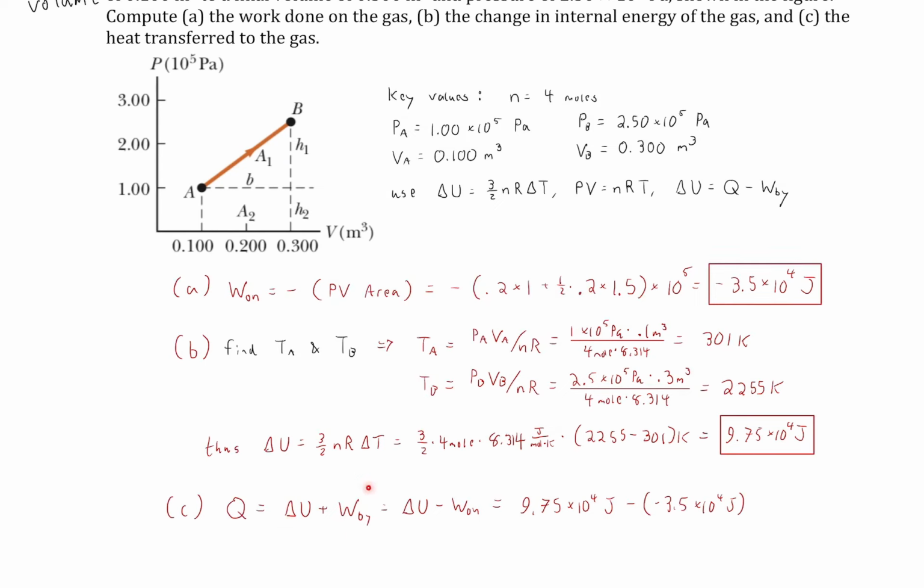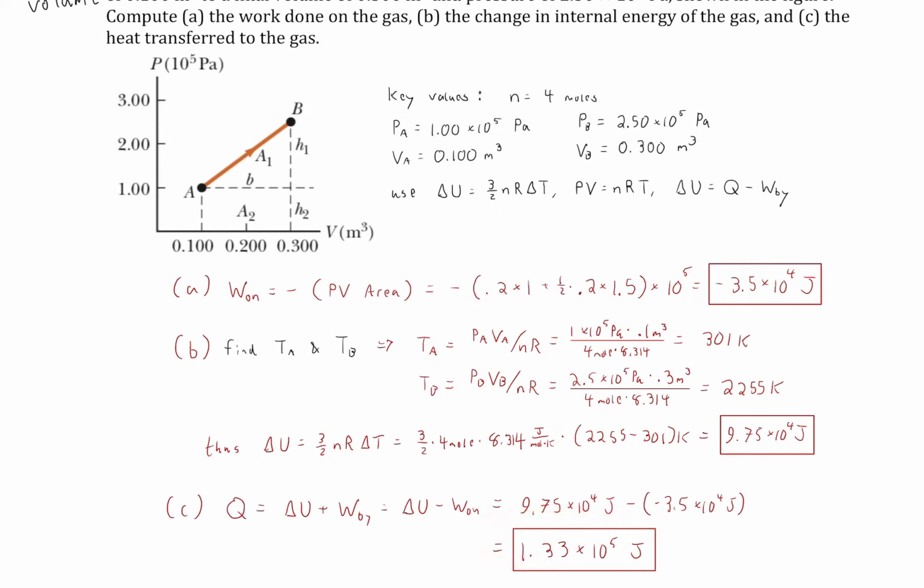I'm going to go ahead and replace work by with negative work on, because you can always make that substitution. And so then I'll just take my change in internal energy and then minus the work on, which is just the minuses cancel out. So then we'll end up adding them together. And there we go. We get 133,000 joules. That's how much the gas heats up internally. So that's related to its temperature change, which we already found. This is the actual increase in internal energy of the gas.